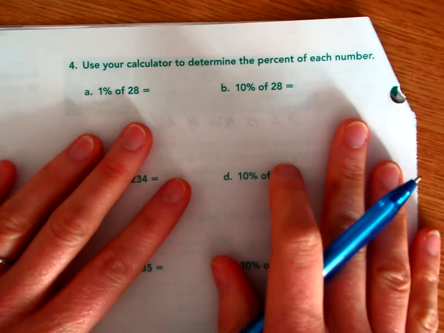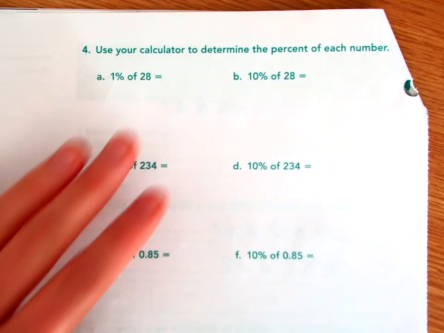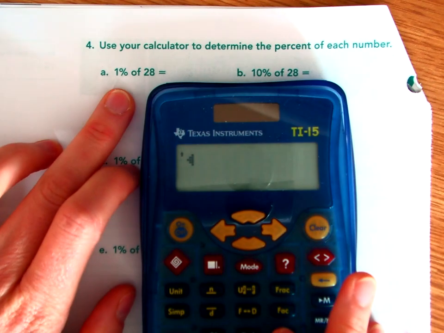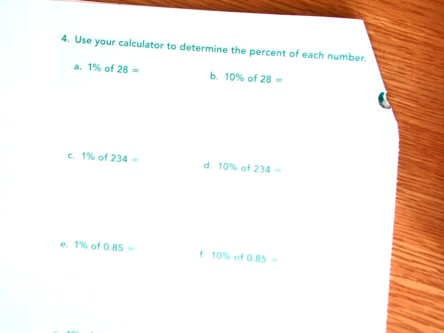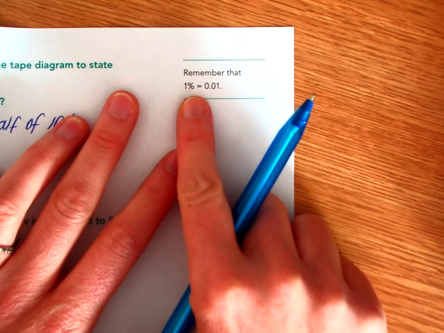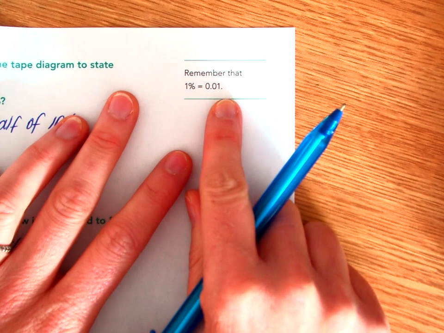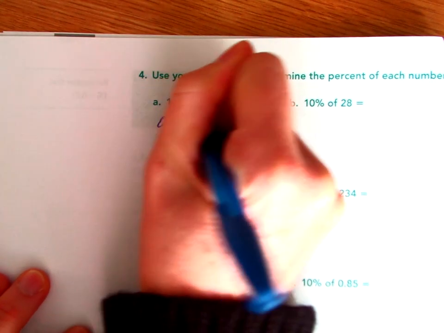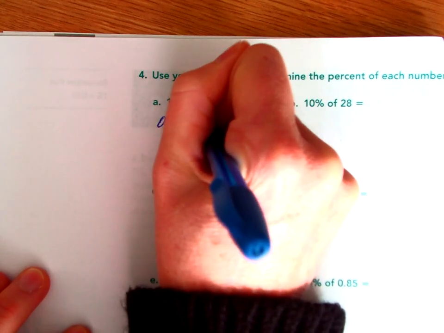Use your calculator to determine the percent of each number. And I truly do want you to use your calculator. 1% of 28. Now, if you don't know, there was a little note on this side. You may have caught it, you may not have. 1% is 1/100th. So if you want to use your calculator for this, you would type in 1/100th times 28.